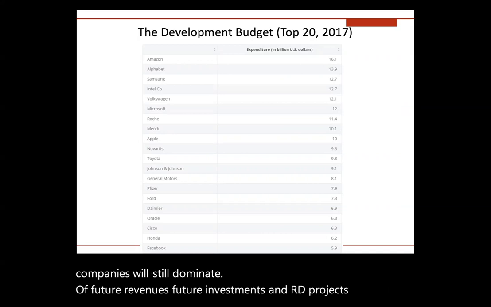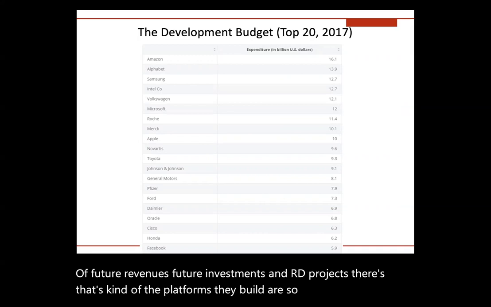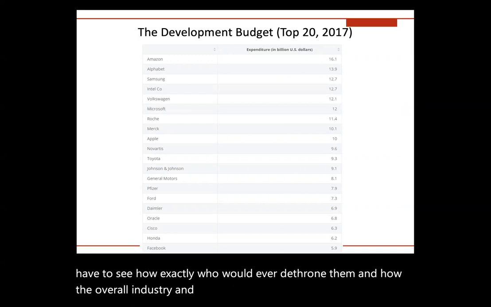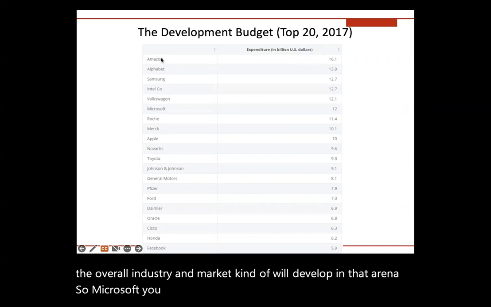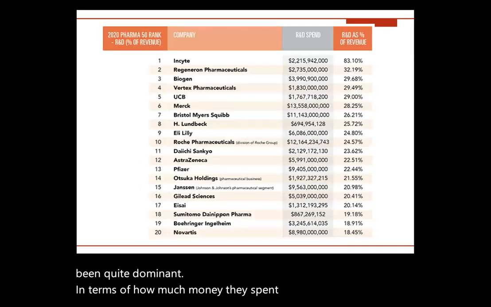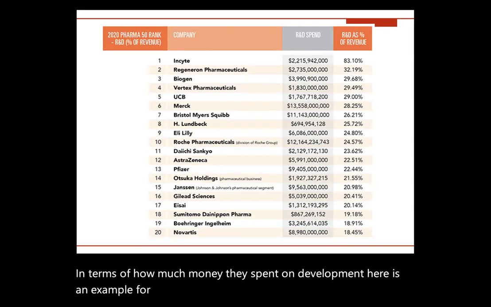That's kind of... the platforms they build are so successful that we'll have to see who would ever dethrone them, and how the overall industry and market will develop in that arena. Yeah, so Microsoft, Samsung, Alphabet, Amazon, tech companies have been quite dominant in terms of how much money they spend on development. Here is an example for 2020 pharma industries.